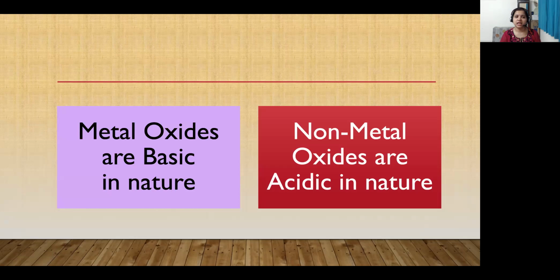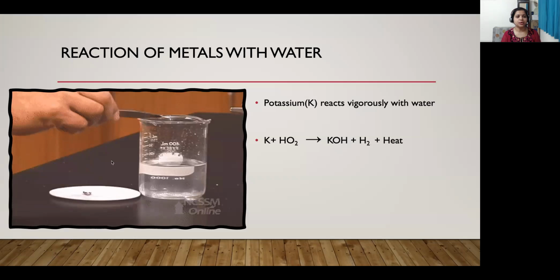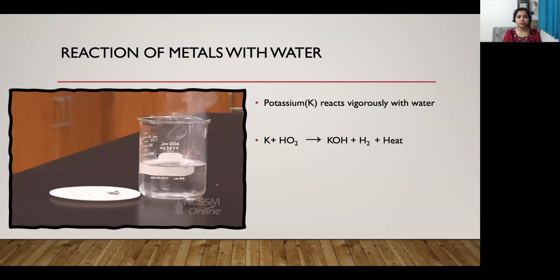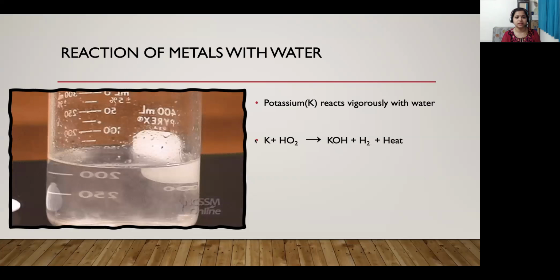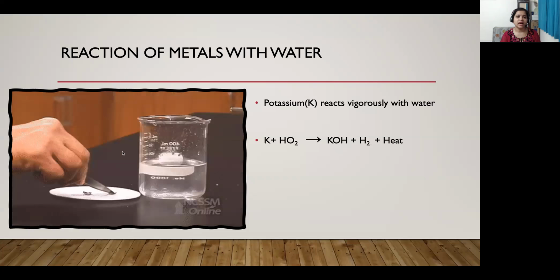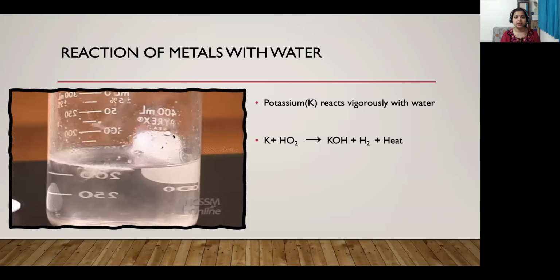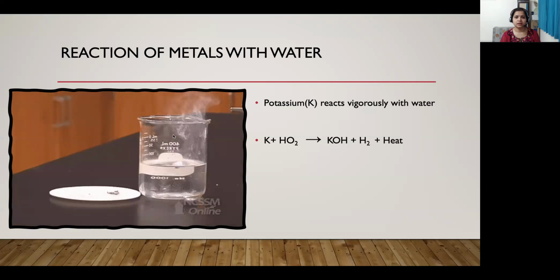Now let's check how metals react with water. So we will test the potassium metal. When we put potassium metal in water, you will observe that it will produce potassium oxide, and again it is soluble in water, so it will produce potassium hydroxide. Some gas will be liberated. That gas is hydrogen gas, and it will produce some heat because it is a highly exothermic reaction.